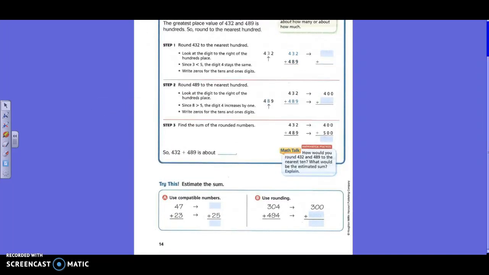Okay, so try this. Use compatible numbers over here. Use rounding over here. Now, if you would like to use rounding as you're doing compatible numbers, that's fine. But what's close to 47? What's an easy number to add that's close to 47? Aubrey? 46. 46 is easy for you to add? No.